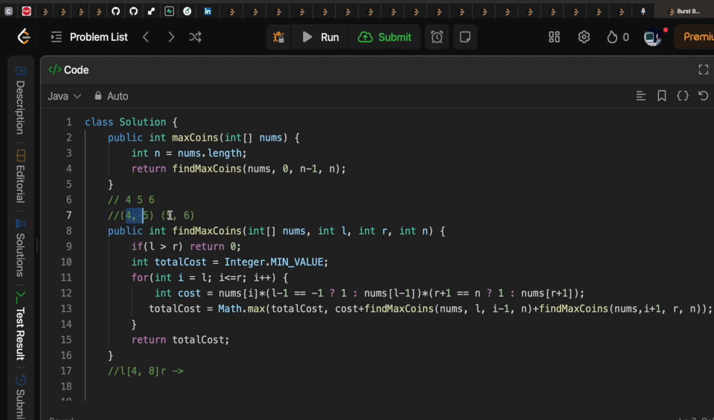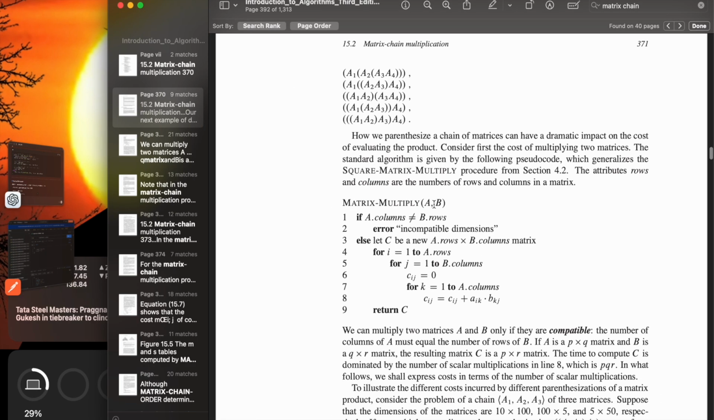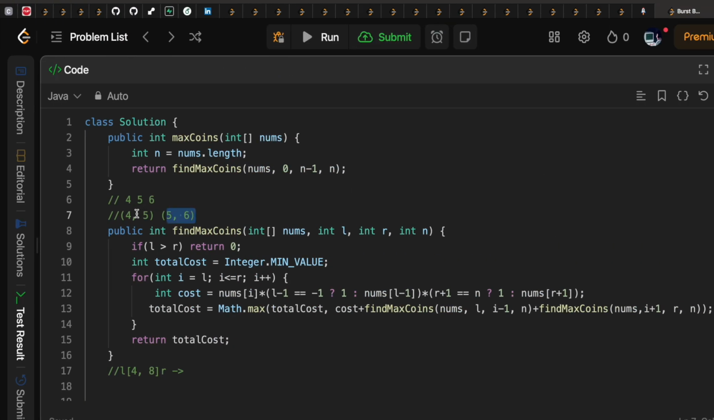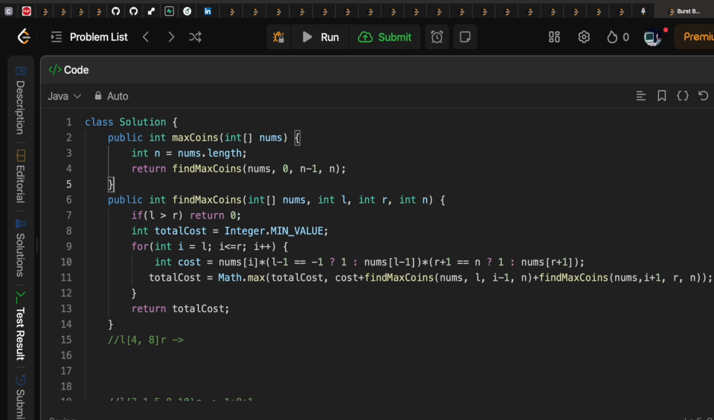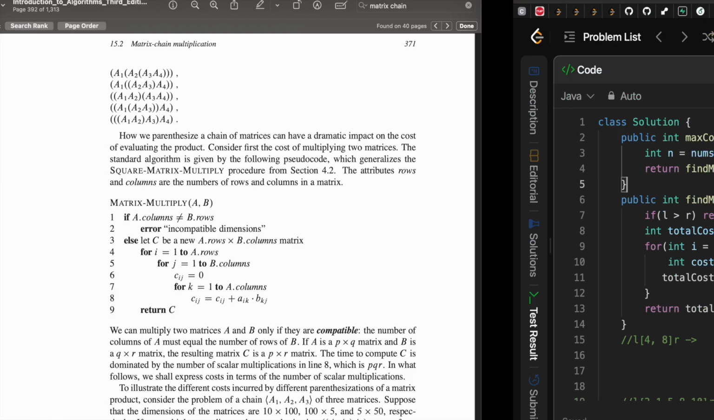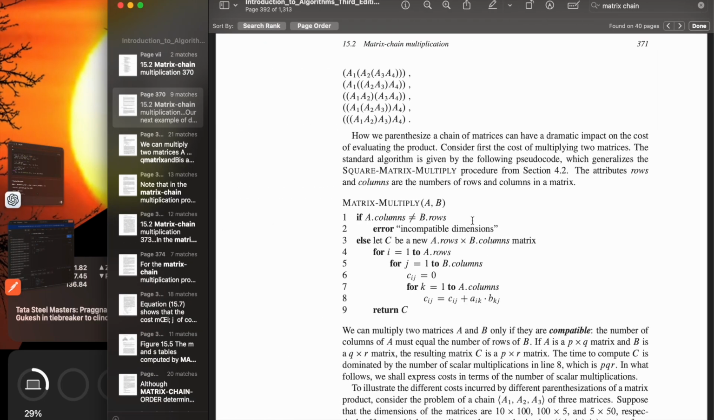So basically this problem is to find the minimum cost, to find the minimum number of multiplications we have to do. So here we have to do 4 into 5 into 6 scalar multiplications to multiply these two matrices, or matrices of these sizes. So the order in which we multiply the matrices actually decides that, means the cost can be different for the different order of the matrices.